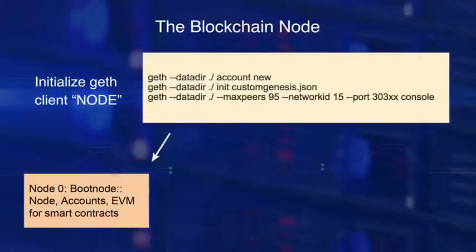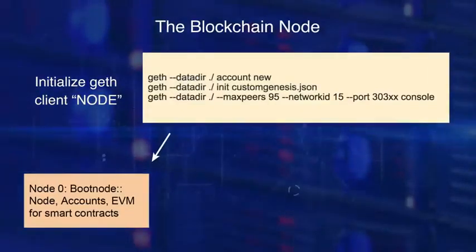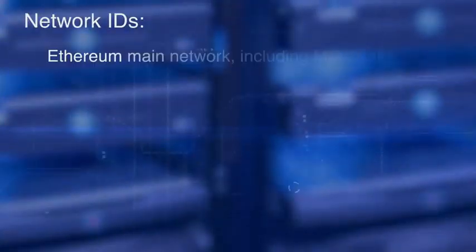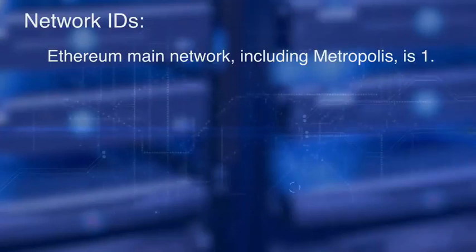Now that you have established the foundation, let's create a node on the blockchain server. Here we create a single node, node 0, or the genesis node for our blockchain server. The network ID for our blockchain server is 15, as you can observe in the third command line. It is still a private local chain. Are you curious to know the network IDs for the common public networks? The network ID for the Ethereum main network, including Metropolis, is 1.